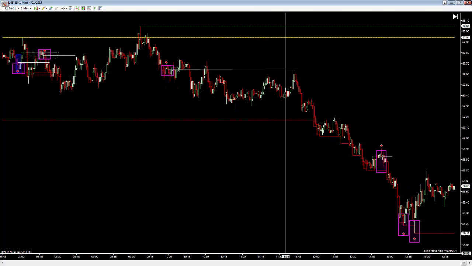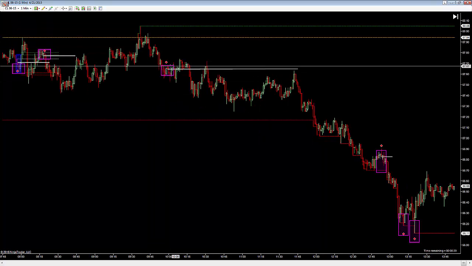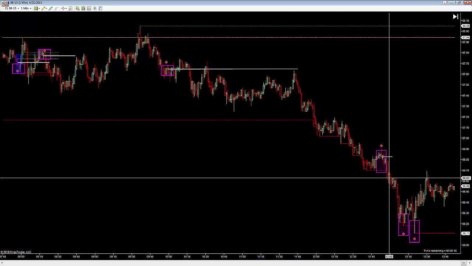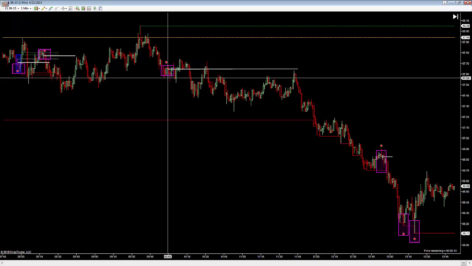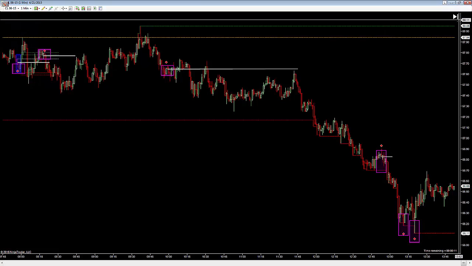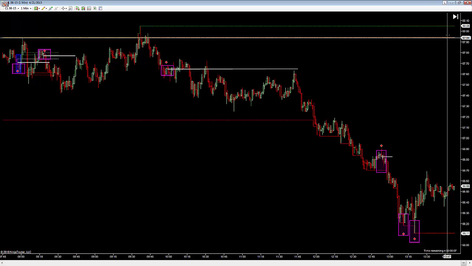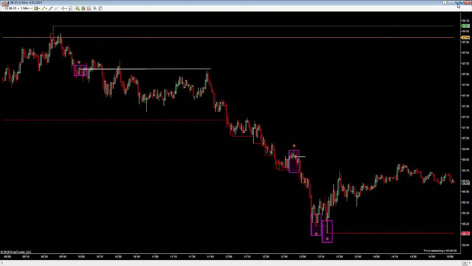The big level that we rode down today was we rode out of this area here that we determined was going to be a pivot area, and we rode it all the way down to our target. We got in short around the 52 level, 51, and then we rode it all the way down to 76. That was the OTG trade of the day.